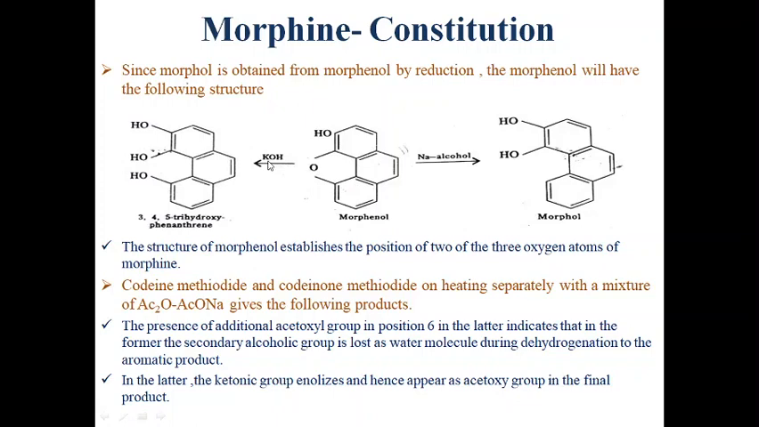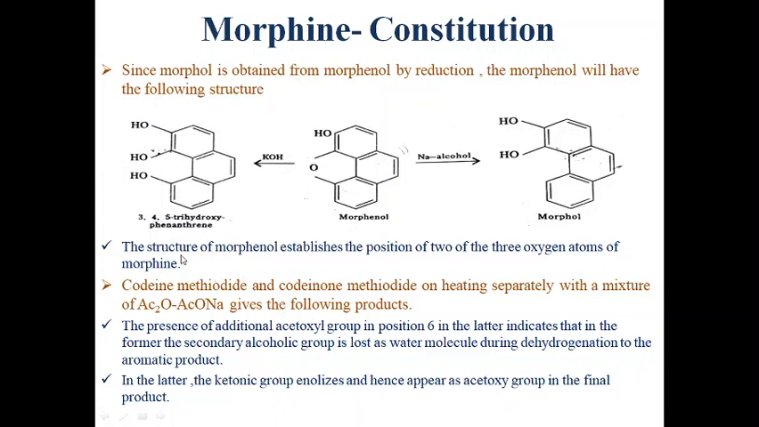Morphinol on hydrolysis with KOH: this OH converts into this phenolic OH, and here 3 hydroxyl groups are present when morphinol is hydrolyzed with KOH. 3,4,5-trihydroxyphenanthrene is obtained when morphinol is treated with KOH. A third hydroxyl group has entered here at position 5. This reveals that an ether linkage is present in morphinol.